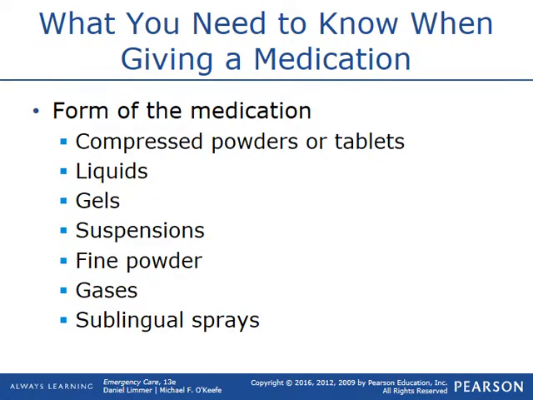So the different forms of medications. You can have compressed powders or tablets, such as glucagon or aspirin. You can have your liquids, such as your pre-filled medication, such as Narcan. Your gels, like your oral glucose. Suspensions, fine powder. Gases, like oxygen. And your sublingual sprays, such as nitro.